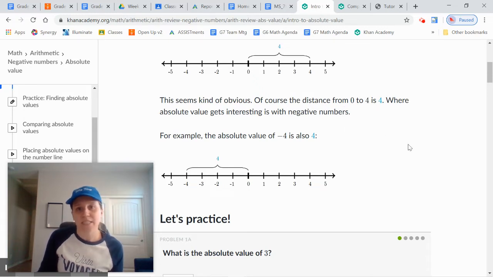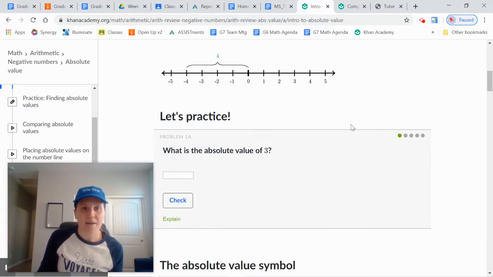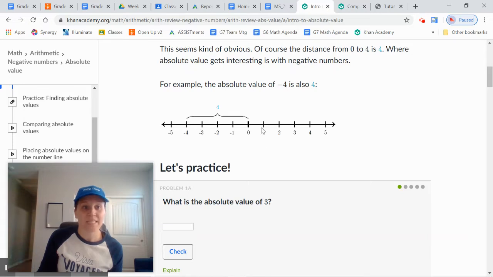Where absolute value gets interesting is with negative numbers. For example, the absolute value of negative 4 is also 4. So here's 0, here's negative 4. The distance is 4. Okay. What does this mean? This means absolute value is always positive.